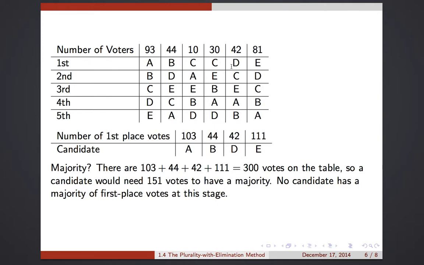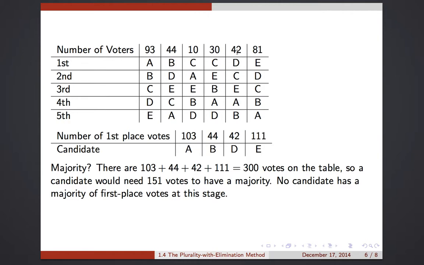So now let's come to the column where D is first. These 42 people ranked D first, right? They ranked C second though, so what they're telling you is, well, if D is gone, I would prefer C. But we already kicked C out of the election, right? C is already gone. So now what they're telling you with their preference ballot is, okay, if D is gone and C is gone, then I prefer E.